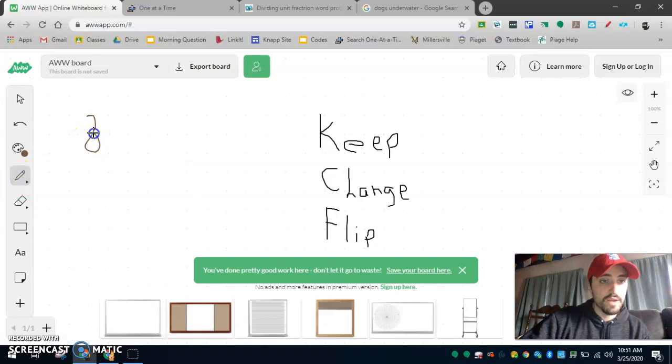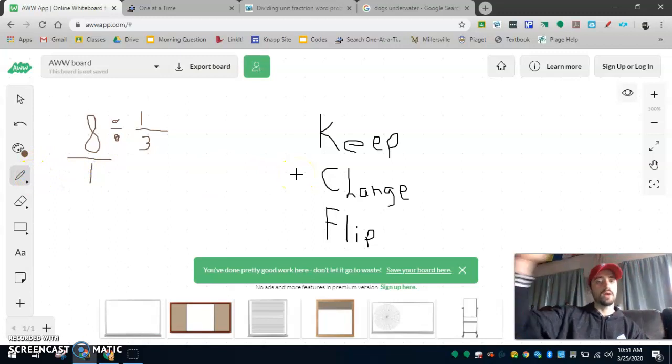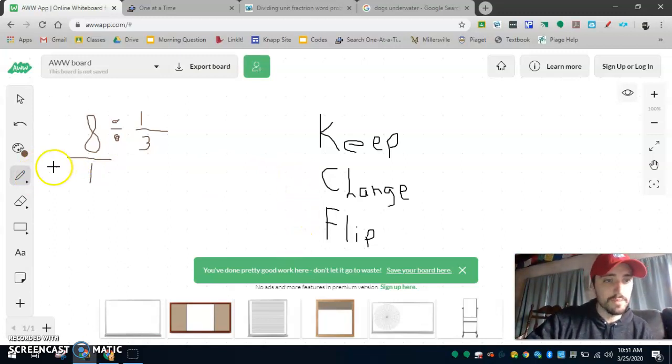For example, what if I have 8 divided by 1/3? 8 divided by 1/3. Well, just like I forgot to do last time, I have a whole number here. I want to give it a denominator of 1. Now I have a fraction divided by a fraction, and now I can do my Kentucky Chicken Fried. I can do my keep, change, flip. The first thing I have to do is keep. I'm going to keep my first fraction the same. It was 8/1. I'm going to keep it 8/1.